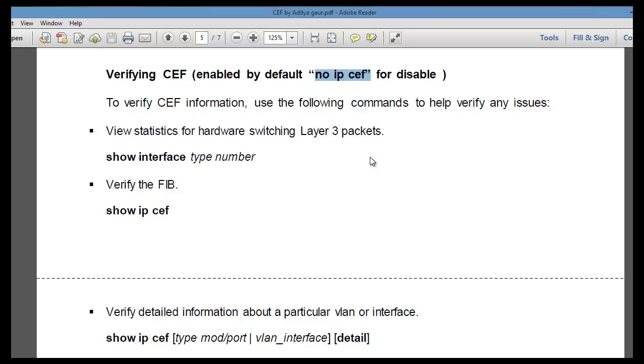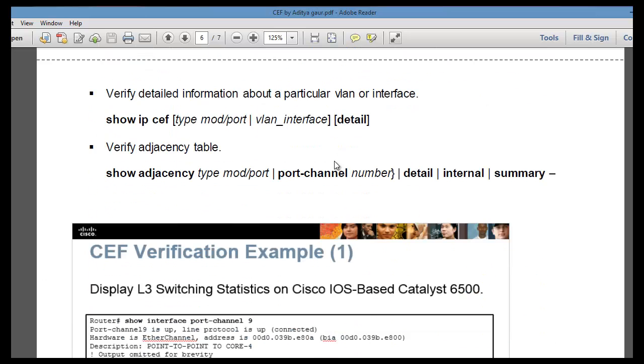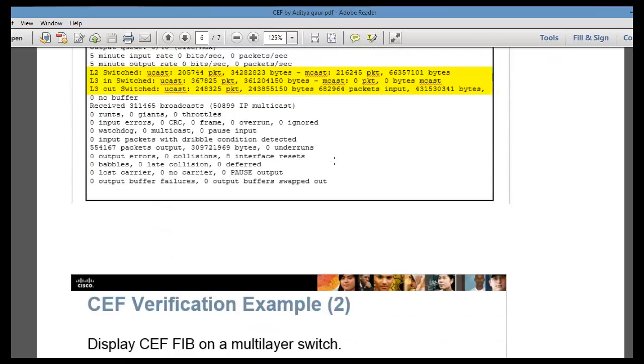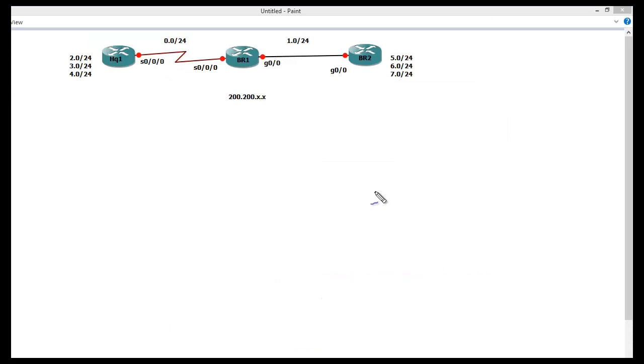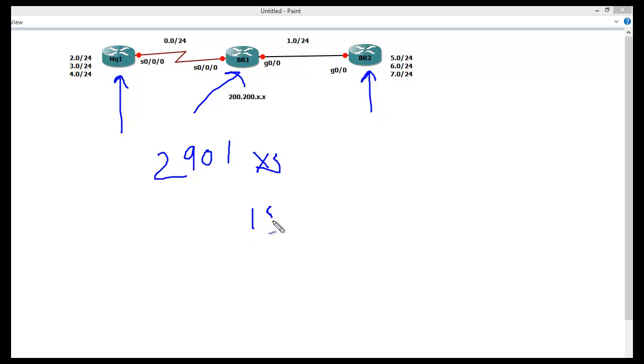So let's see. I'm going to use a topology where we can go through and verify the concept, and see how we can verify those things. Alright, this is the topology that we are going to work with. Right now I'm using three 2901 routers named HQ1, Branch 1 and Branch 2. They are running Cisco IOS 15.0. You can also perform this task on layer 3 switches.